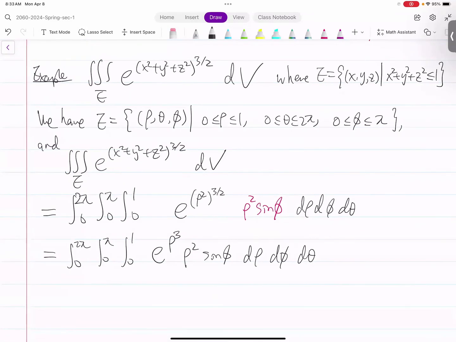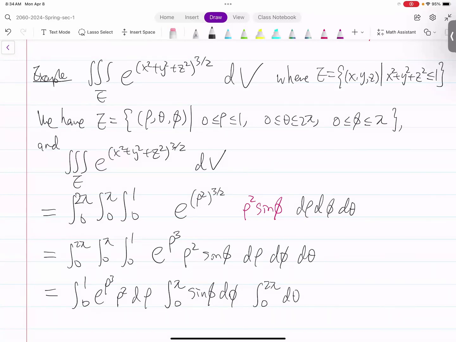And now since they are products of functions, we can split. So this is the integral from 0 to 1 of e to the rho cubed, rho squared, d rho. That's everything about rho. And then everything about v is from 0 to pi, sine v, dv, and finally for theta is from 0 to 2 pi, d theta.